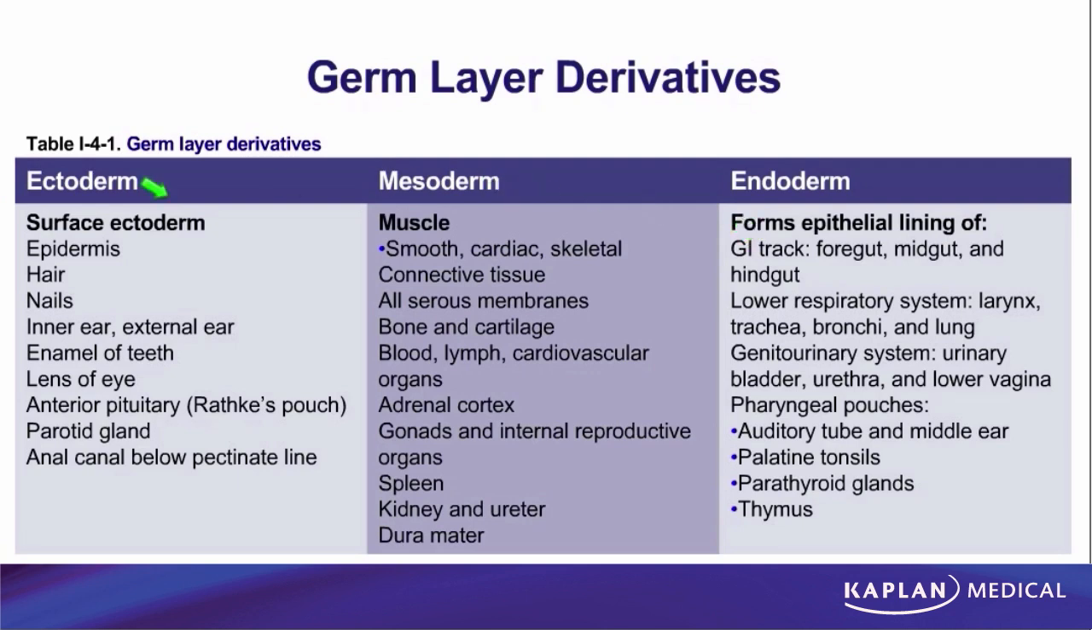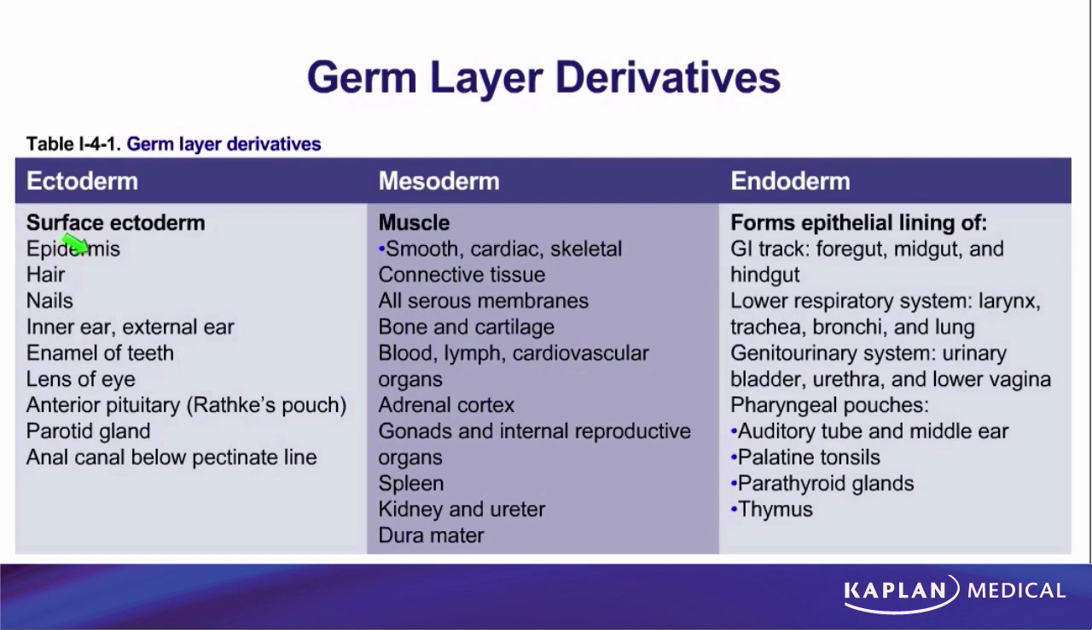Similarly, ectoderm gives us epithelial cells. So if you look here on the surface ectoderm, you see it says epidermis. It doesn't say skin, it says epidermis. Just the epithelial layer of the skin comes from ectoderm. The underlying dermis, which is connective tissue, doesn't come from ectoderm. It comes from mesoderm. Okay?